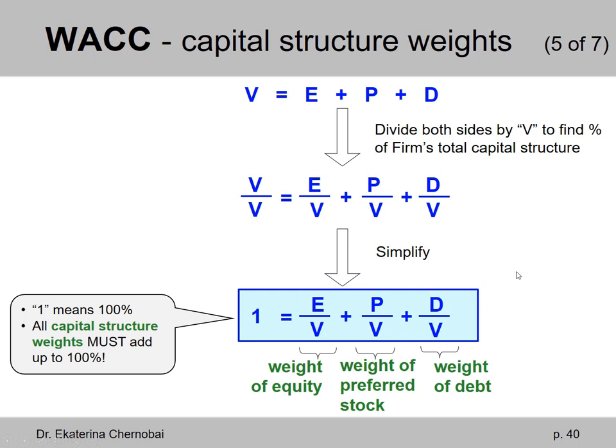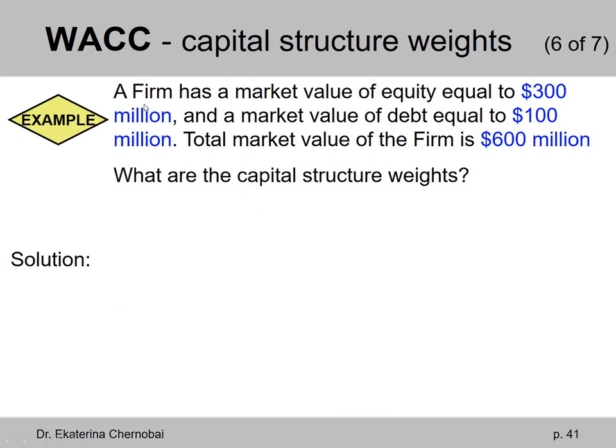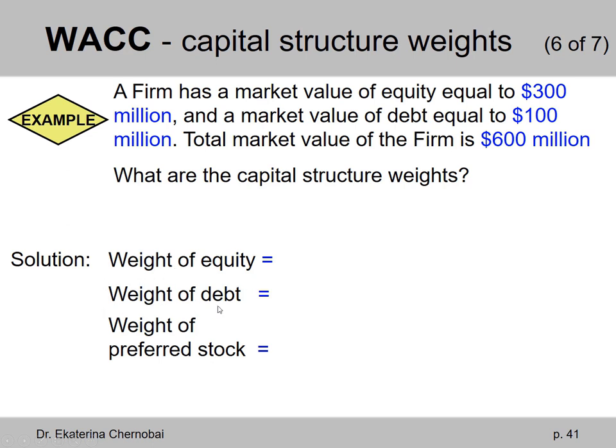Now let's look at a couple of examples. A firm has a market value of equity equal to $300 million and a market value of debt equal to $100 million. Total market value of the firm is $600 million. What are the capital structure weights? There are three weights that a firm's capital structure generally has: weight of equity, weight of debt, and weight of preferred stock. Let's see what we are given.